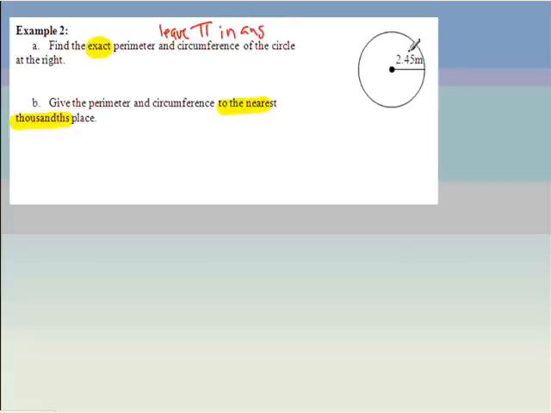All right, so if this is my radius, 2.45, then I know that my circumference is 2 pi r, which means that my circumference is 2 times pi times 2.45, which means 2 times 2.45 is, what is that, 4.9? So 4.9 pi meters.